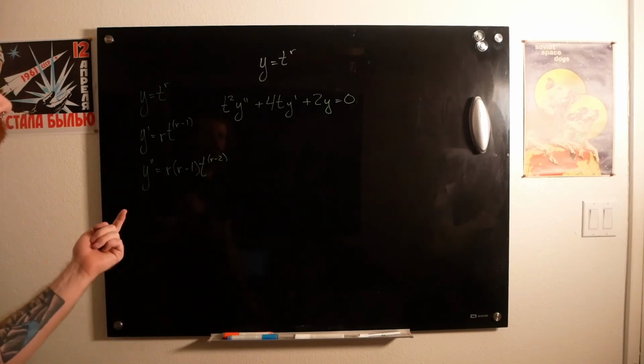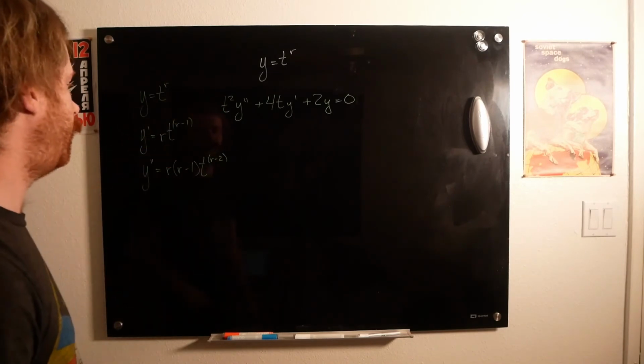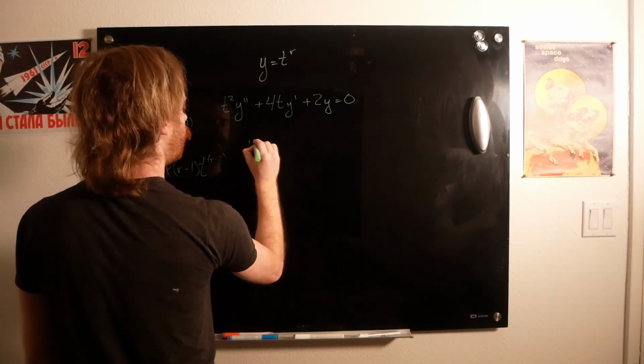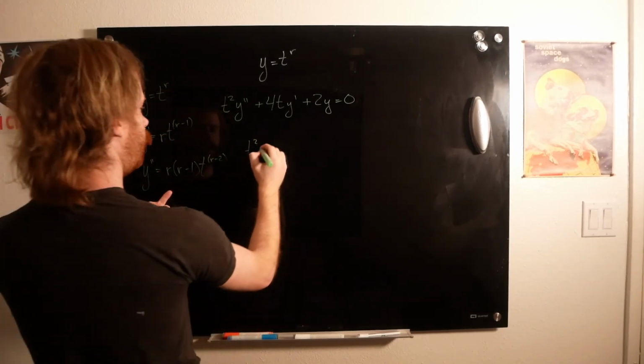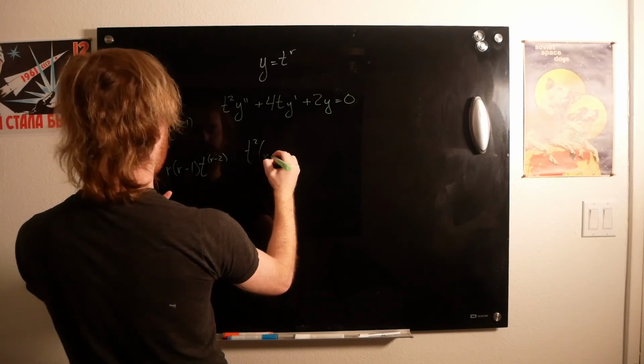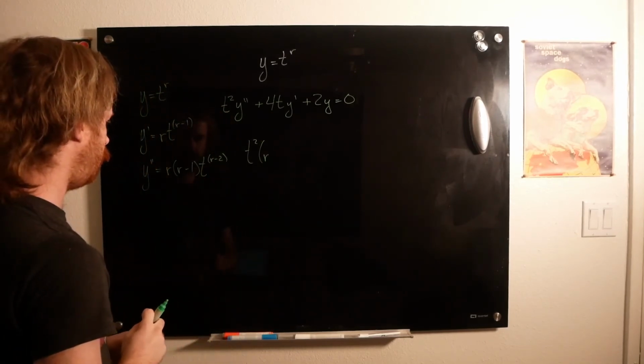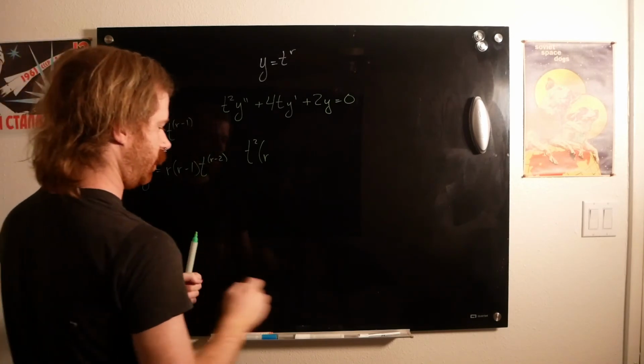So now let's try and start plugging everything in, see what we can and can't cancel. So t squared y double prime, which is r, I'll just leave it in the simple form.